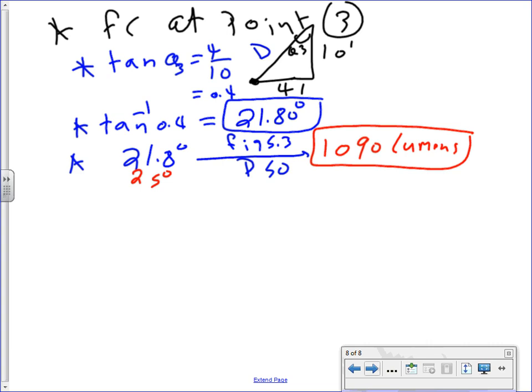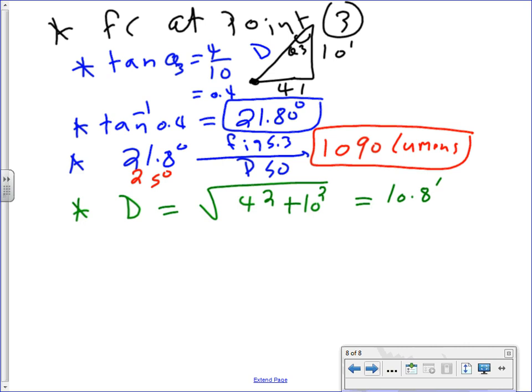Gentlemen, the second thing I need to do is the distance. I need D. D equals the square root of 4 squared plus 10 squared. Square the 4, square the 10. How much? 10.77, 10.8 feet.